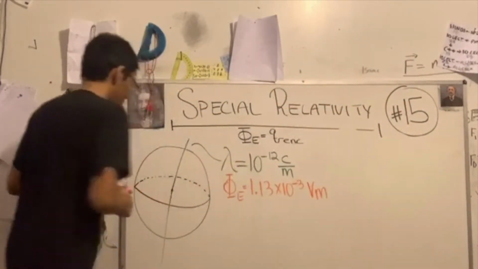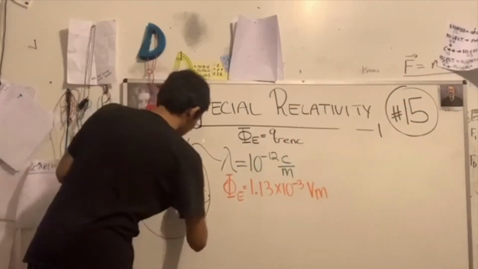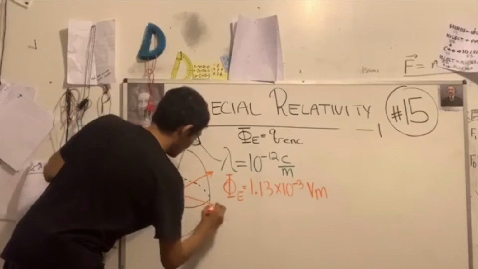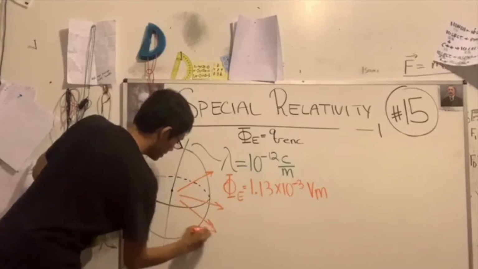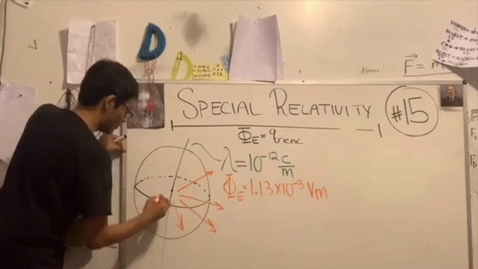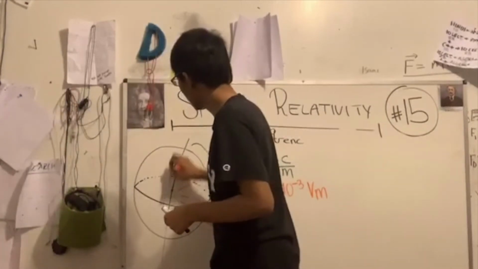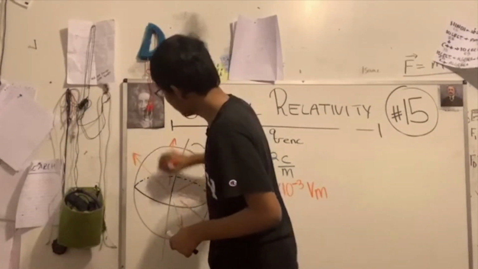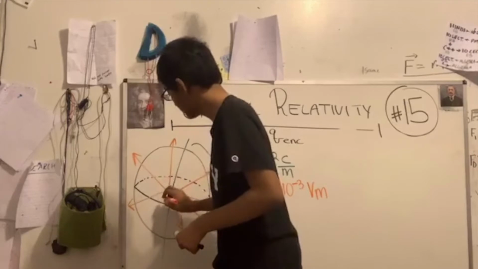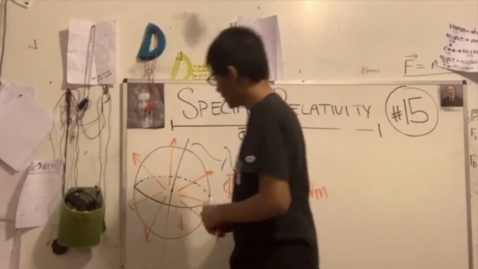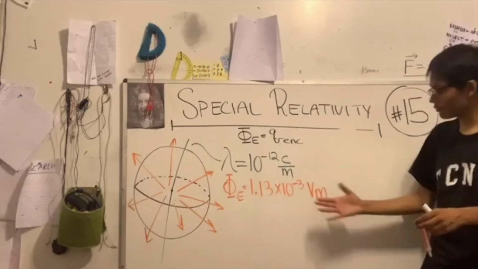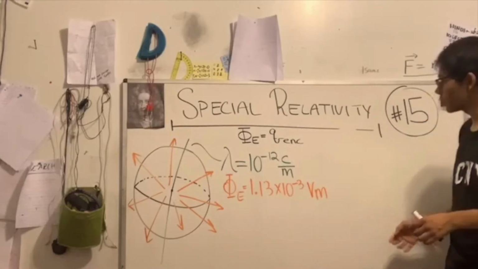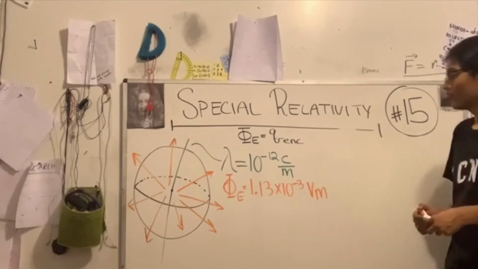Okay, so right here you can see that the flux coming out is going to look something like that, right? Who agrees with me that the flux looks like that? Raise your hand if you agree, class. I'm raising my hand. Okay, that's how our flux looks like, and we're given that our flux is 1.13 times 10 to the negative 3 voltmeters.